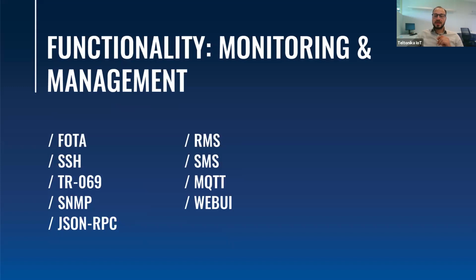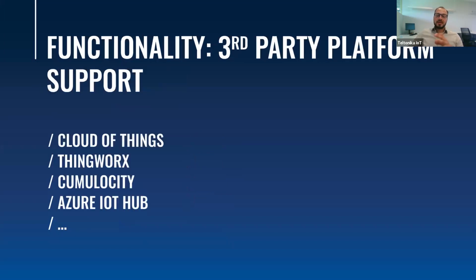Another very important thing is monitoring and management. Most of the projects require monitoring and management remotely. So our operating system supports 9 different monitoring and management functions like SNMP, MQTT, SSH, and others listed here. Also RMS, our remote management system. As our operating system is based on Linux OpenWRT, it is supporting third-party platforms such as Cloud of Things, ThingWorx, Cumulocity, or Microsoft Azure.